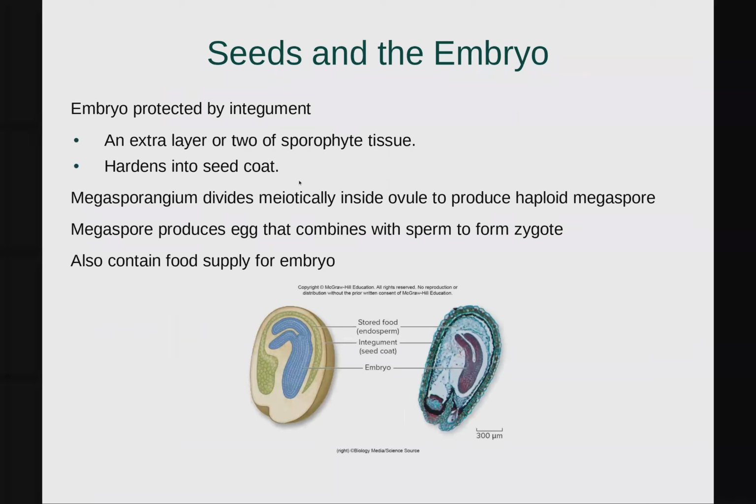Now, the embryo is protected by what we call the integument. We'll just look at the structure here. You can read this on your own. But we have the embryo here in the center. So that's going to be the fertilized egg, essentially. Then we have the integument, which is the outer seed coat. And then we have the endosperm, which is basically the storage area for the seed, right?